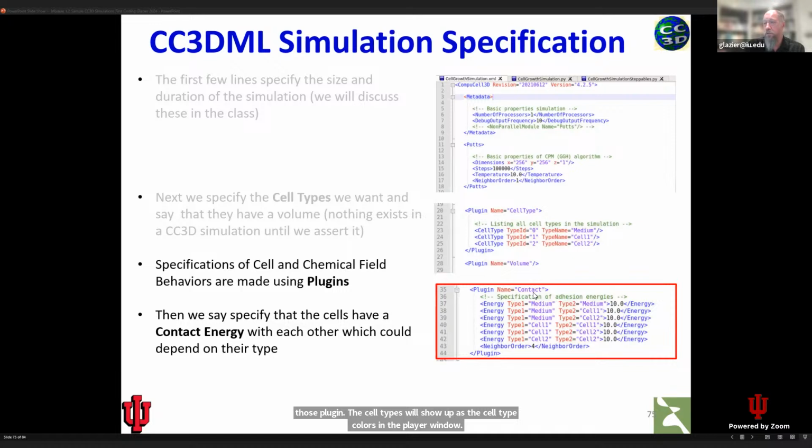The next component we might look at is something called contact. This is the contact energy, whether cells stick to each other or repel each other. And it's done by cell type. It's a little inconvenient. There's something called contact adhesion flex that's a little bit more biological. But here, the default is just that all the cells have the same contact energy.